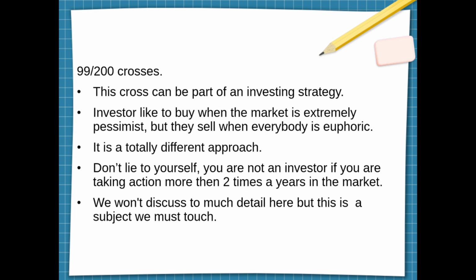And then after that, you have the 99-200. Now this cross, the 99-200 cross, can be part of an investing strategy for long-term players. Investors like to buy when the market is extremely pessimistic, but they sell when everybody is euphoric. That is true. It is a totally different approach. It takes time. It requires lots of patience, honestly. And don't lie to yourself. You're not an investor if you're taking action more than 2 times a year in the market. Even in the stock market, if you buy and sell a stock in less than 1 year, they're going to tax you differently, because this is not considered a long-term hold.